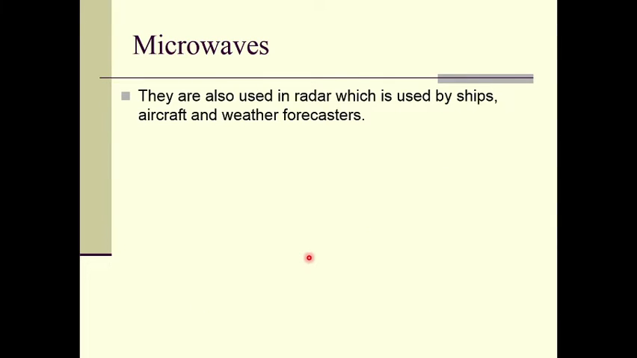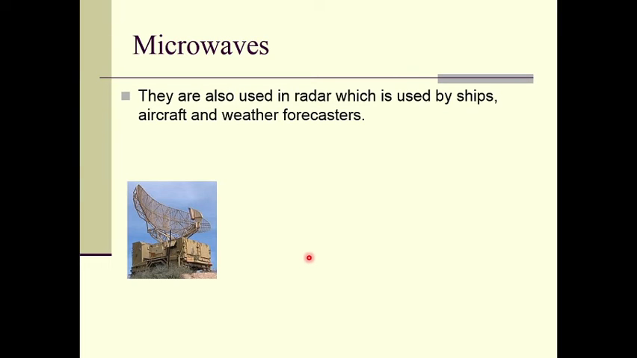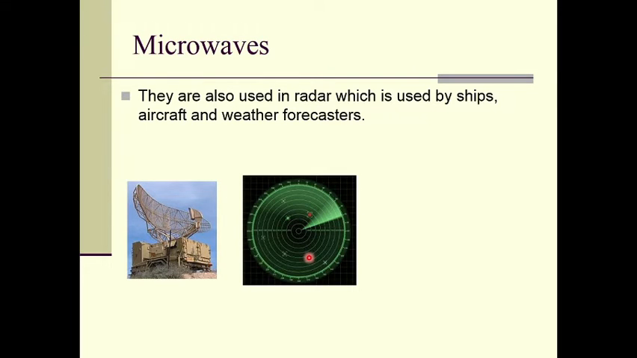They are also used in radar, which is used by ships, aircraft, and weather forecasters. So, we know weather forecasters, or even ships or aircraft, have radar, right. This is a typical radar antenna, and they have this kind of screen, and they can monitor any movement of other ships or aircraft on this dial, we can say.